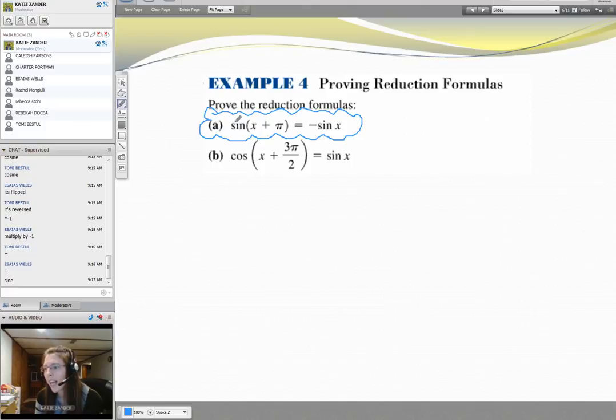All right, so if we're going to use sine, how does my formula start off? How would I start my formula off for this one?